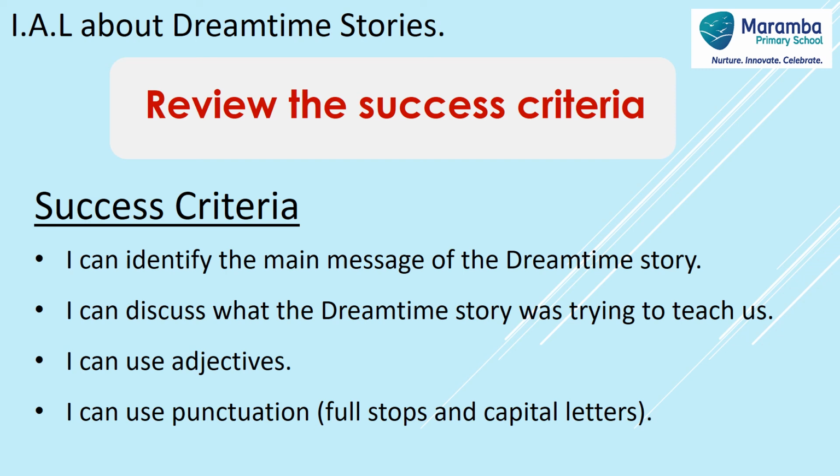And let's review our success criteria. I can identify the main message of the Dreamtime story. You should have that on your story cube. I can discuss what the Dreamtime story was trying to teach us. I can use adjectives in my writing. You might be describing the size of the stick, whether it was big or small. Perhaps you're describing the colour of the kangaroos, being red or grey. And you will use full stops and capital letters as your punctuation for your sentences.